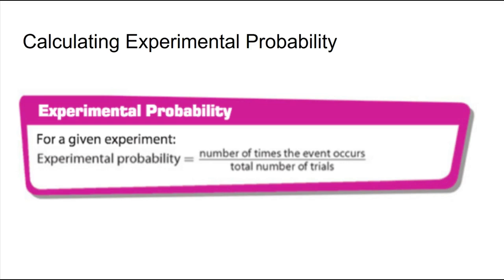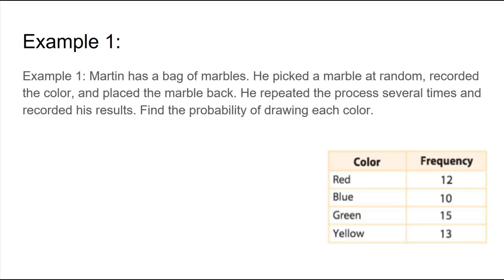Let's take a look at our first example. It says, Martin has a bag of marbles. He picks a marble at random, records the color, and places the marble back. He repeats the process several times and records his results. Find the probability of drawing each color. So, we want to find the experimental probability of finding each type of color based off of the experiment that he conducted. First thing we need to do is figure out how many times he conducted the experiment.